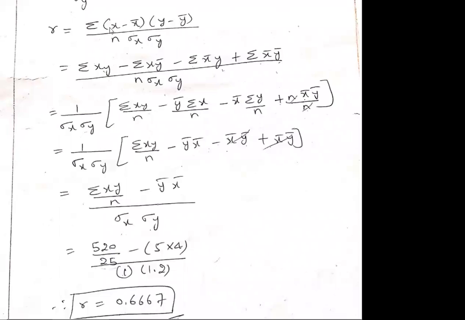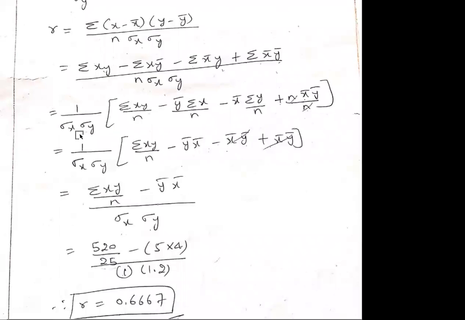Just multiply it. X into y is xy. X into y bar is x y bar. Minus x bar into y is x bar y. Minus into minus is plus, summation x bar y bar. Just multiply it: x into y is xy, x into minus y bar is minus x y bar, with a summation. You have summation for all the 4 terms, whole divided by n sigma x sigma y.